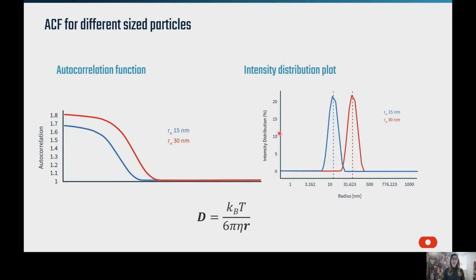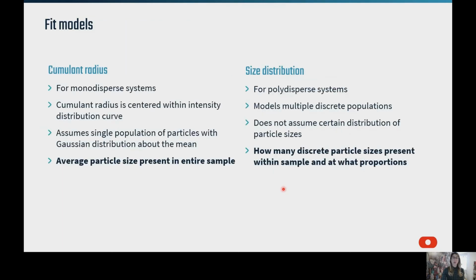And then on the right, we have the intensity distribution plots, which are used to better visualize the particle size for different samples and/or different particle species. So there are two ways of analyzing the autocorrelation function to determine particle size: the cumulant radius and the size distribution. The cumulant radius fit is for monodispersed systems or single particle species, where the radius is centered within the intensity distribution curve. This fit assumes that there is a single population of particles, so they have a single diffusion coefficient with a Gaussian distribution about the mean. So the output value, or the radius, is the average of the particles in solution.